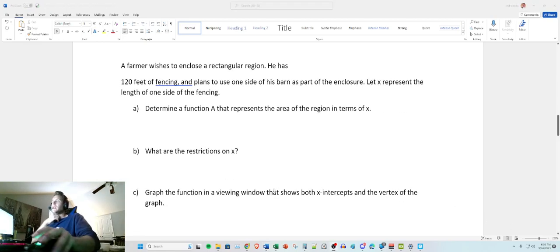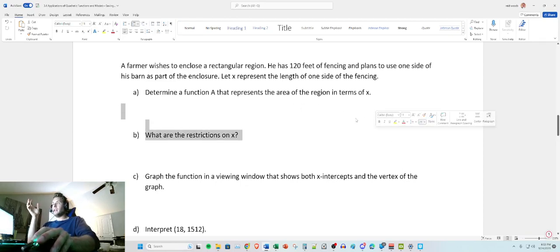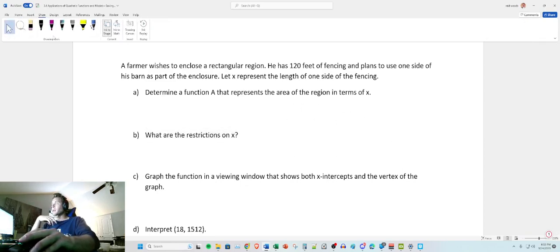It says a farmer wishes to enclose a rectangular region, and he has 120 feet of fencing and plans to use one side of his barn as part of the enclosure. Let X represent the length of one side of the fence. So over here in this space on your paper, we're going to draw this. To start, let's pretend this is the barn.